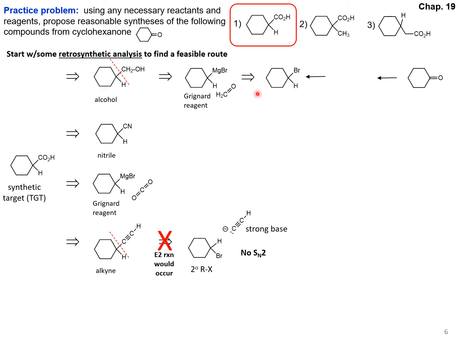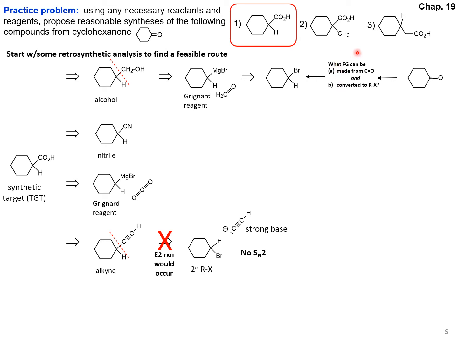Now I think I can go forward. I have the right number of carbons, 6 carbons, that come from cyclohexanone. This carbon's in a different oxidation state. Obviously, there's a hydrogen here, there's no hydrogen here. So the question now is, what's the missing link here?